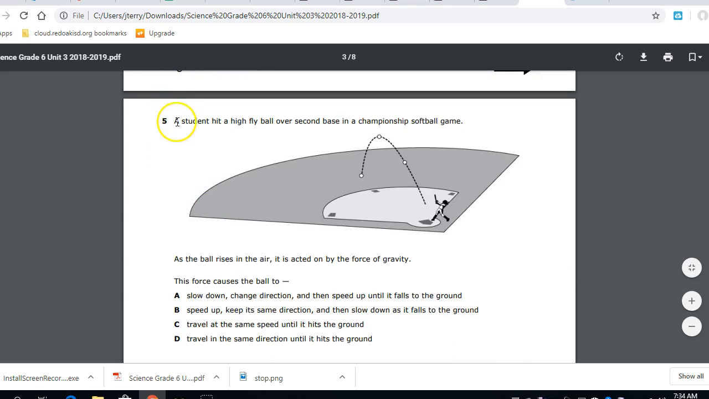Number 5, a student hit a high fly ball over second base in a championship softball game. As the ball rises in the air, it is acted on by the force of gravity. This force causes the ball to do what? Is it A, slow down, change direction, and then speed up as it falls to the ground? B, speed up, keep its same direction, and then slow down as it falls to the ground? Is it C, travel at the same speed until it hits the ground? Or is it D, travel in the same direction until it hits the ground?